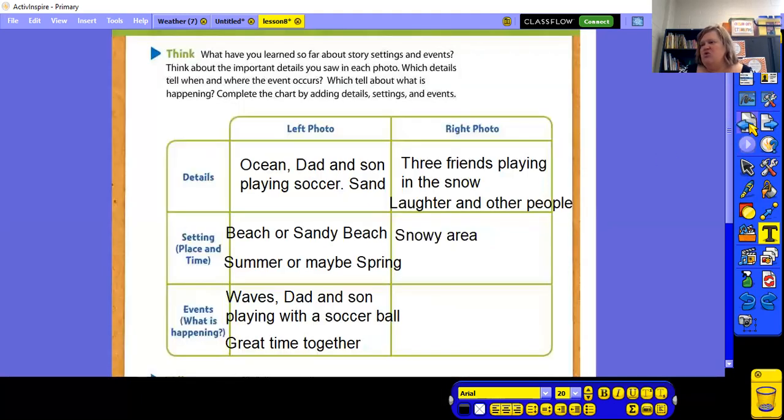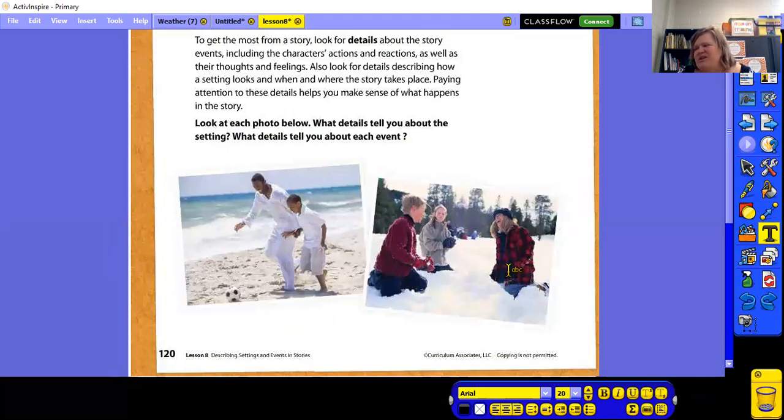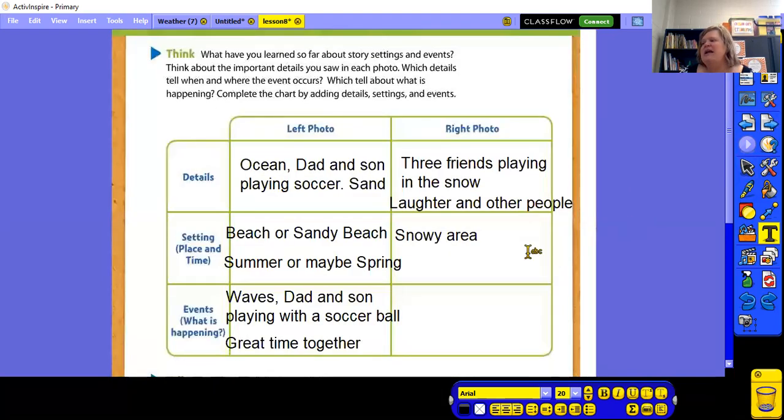Let's see if we can determine. Well, it doesn't really show us whether it's a mountain or a hill, but it does have some tall trees there. So just somewhere in a snowy area. And if it's snowing, we know it must be wintertime for the most part. That's what we could say.